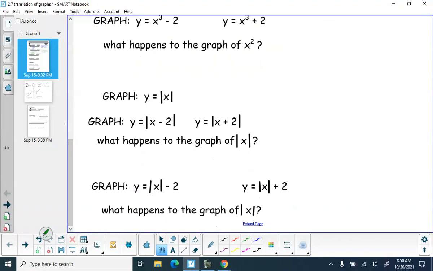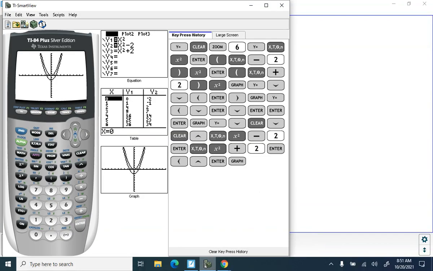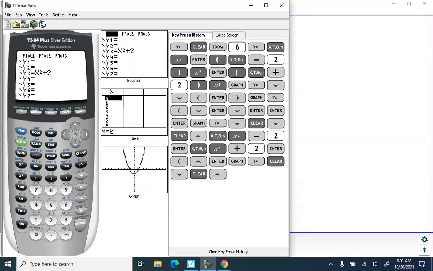Now, if we take a look at absolute value, your calculator will graph your absolute value. It wants you to type in absolute value. Well, the question is, where do I find the absolute value at? So if we go y equals and we clear, we have to find our absolute value. If we hit the math button and go under NUM, okay, hit your math button.